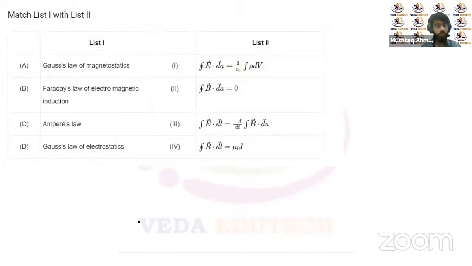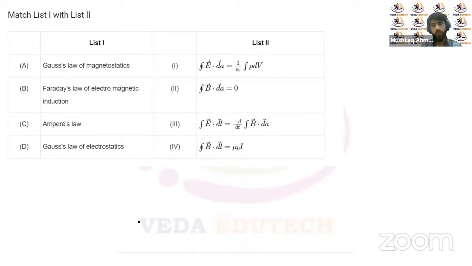Now let's move on to question number 3. You can see here in question number 3, we have the match the column type questions. So we have list 1 and list 2. In list 1, we have been given the names of certain laws, and we have to find out the correct equations for those laws.